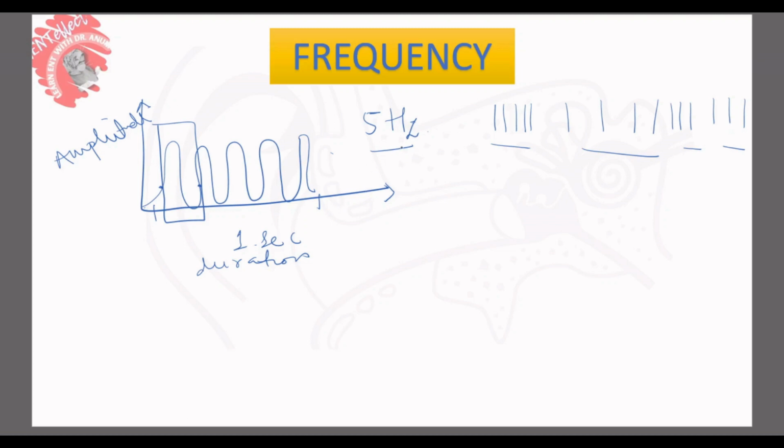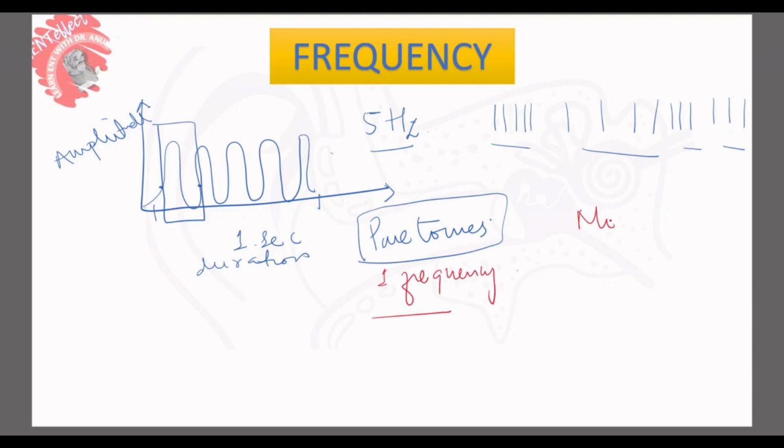So every sound has a different frequency. Some sounds are pure tones. Pure tones are made up of only one frequency. Mixed tones or mixed sounds are made of more than one frequency.